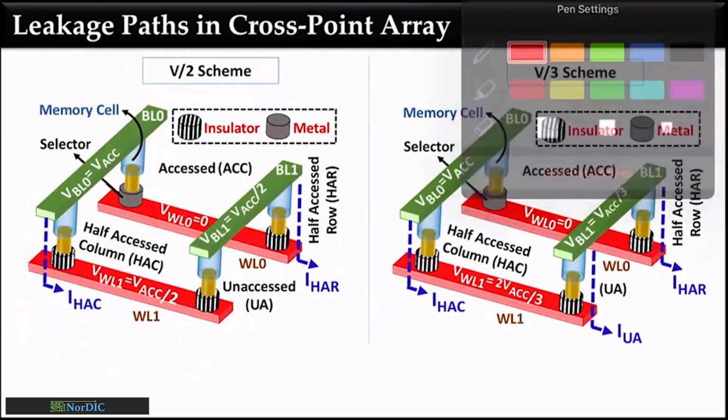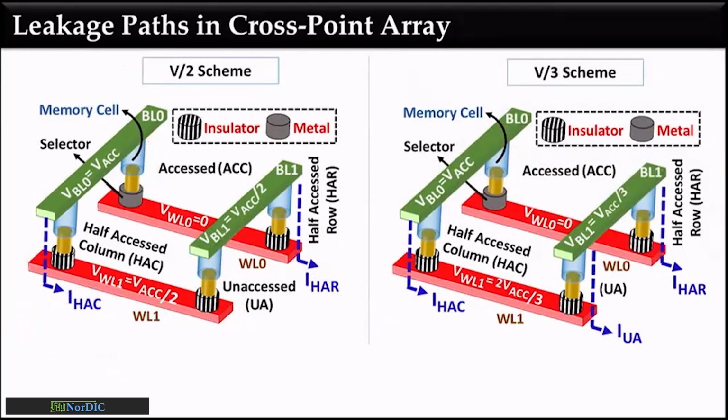But let's talk about the V by 3 biasing scheme, which we have just showed you. In V by 3 biasing scheme, you don't have zero voltage appearing across the unaccessed cell. You can try to calculate and you'll see the total voltage will be Vxs over 3. So all of these cells will have the same voltage, Vxs over 3, Vxs over 3, and Vxs over 3. So all of them will be leaking.